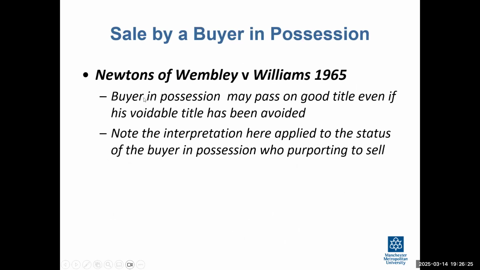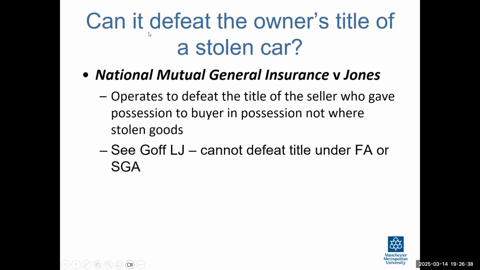Again, we've got an authority here. If the voidable title has been avoided, but the other person does not have notice of that, they are still able to pass good title. Now the question is, can that claim defeat the owner's title of a stolen car? The court said they have to have possession through the normal means. If the item is stolen, they don't have the consent to have the item, so it's different. The court said this cannot defeat title under the Factors Act or the SGA.